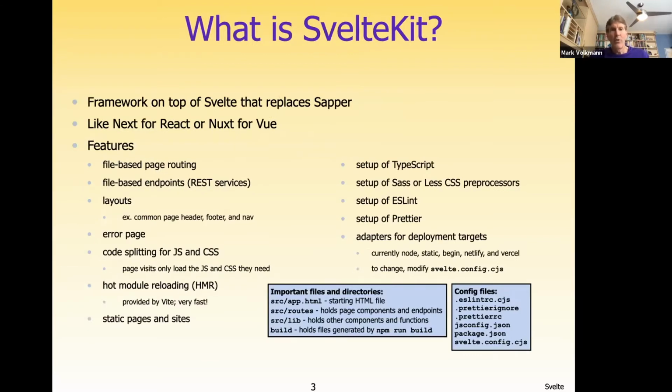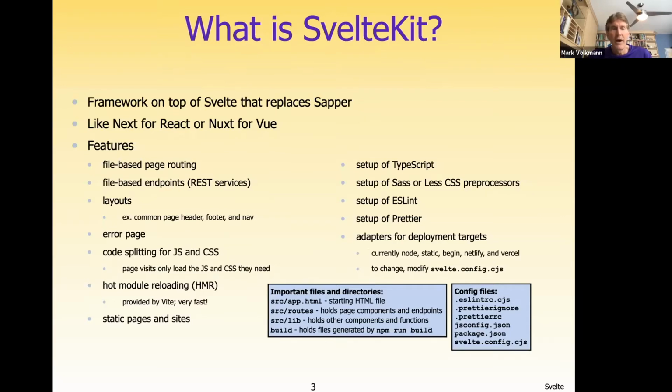SvelteKit is a framework that sits on top of Svelte. There was a thing similar to this before. It still exists. It's called Sapper. That's a part of what I cover in my book. SvelteKit is just a re-implementation of that. In fact, most of the ideas are the same, just implemented slightly differently. Some of the names have changed, but the concepts are all still there.